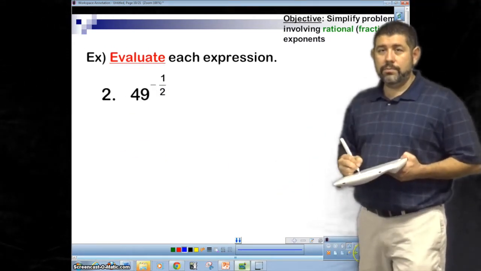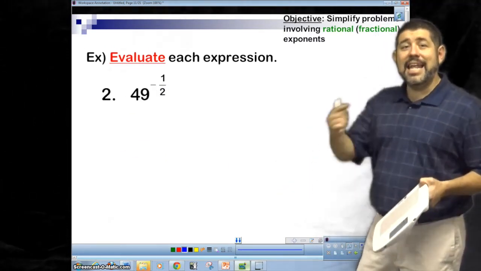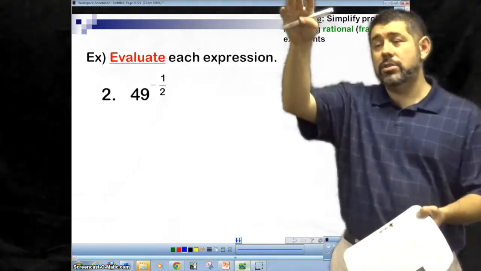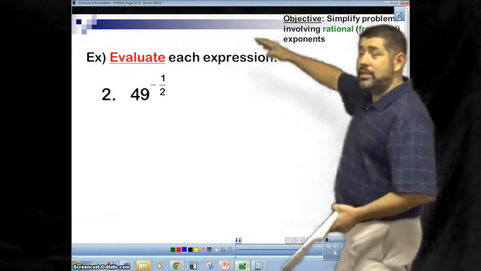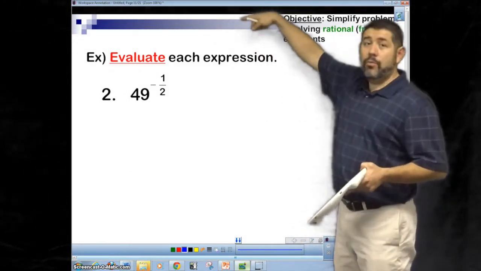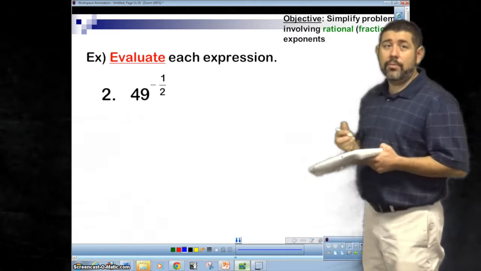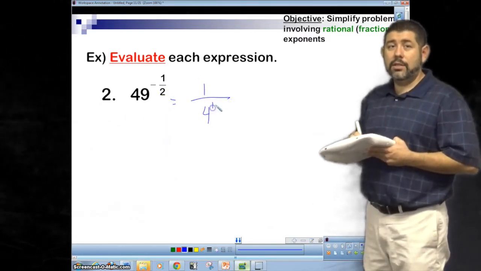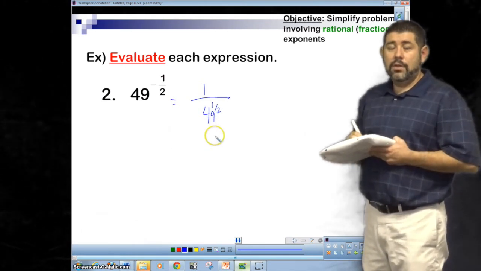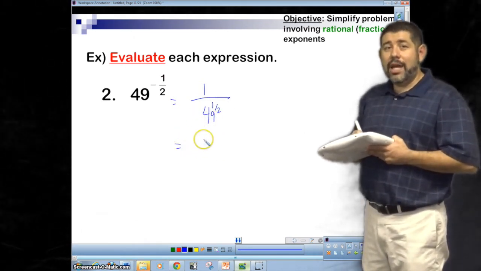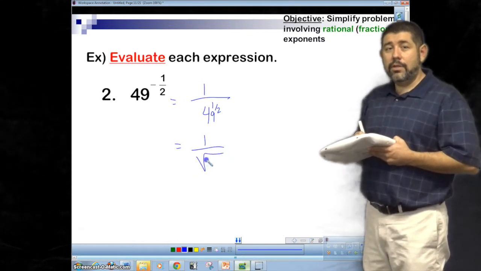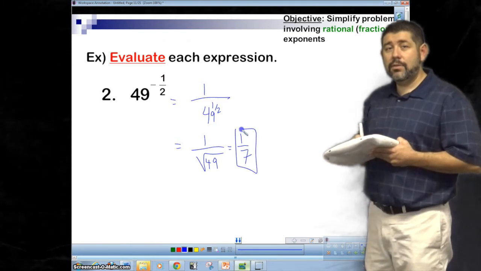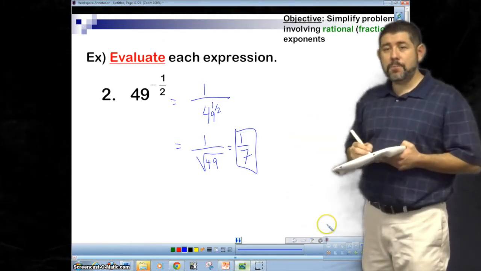Let's go on to another one. 49 to the negative 1/2. Now, don't forget that a negative power just brings it down to the bottom. So we're going to take 49 to the negative 1/2 and bring it down to the bottom. So we're going to have this as 1 over 49 to the 1/2. Now 49 to the 1/2, the 1/2 power is the square root, right? Square root of 49. And what's the square root of 49? 7. Bam. Okay? That's it.